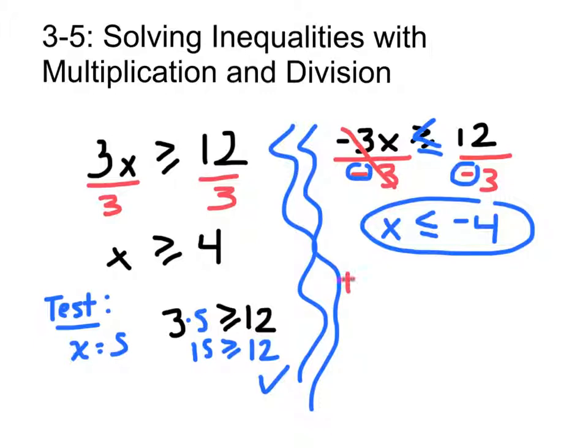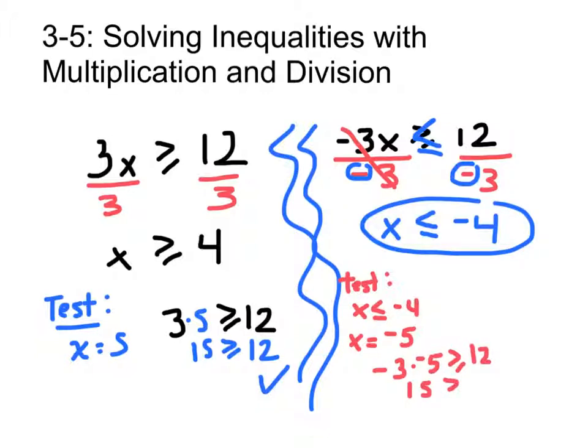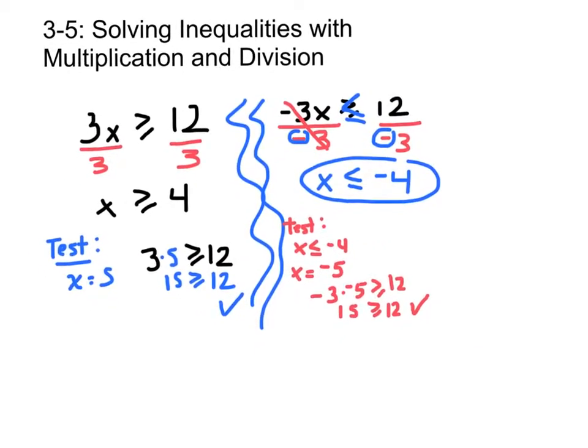I can test my answer, test my solution. If x is less than or equal to negative 4, let's suppose x is going to equal negative 5, something smaller than negative 4. In this case, I'm going to have negative 3 times negative 5, or 15. Originally it was greater than or equal to 12. Is 15 greater than or equal to 12? Indeed it is.